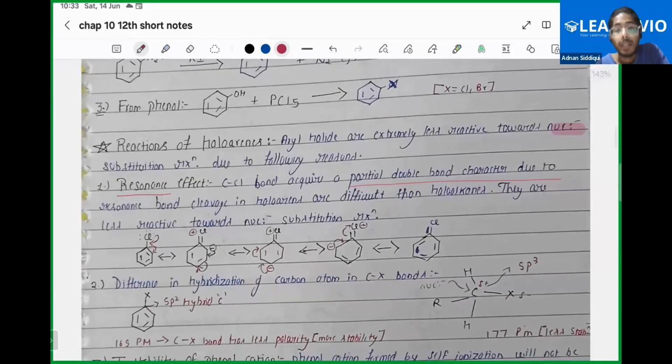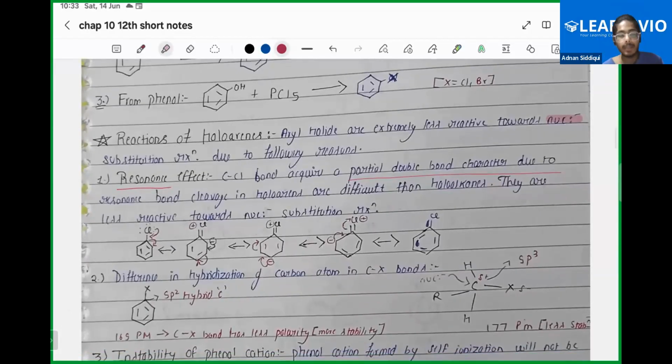Aryl halides are extremely less reactive towards nucleophilic substitution reactions. Why? Try to understand it. What is a nucleophile? An electron-rich species, right? A species which is having an electron pair or lone pair to donate. It is an electron rich species basically.